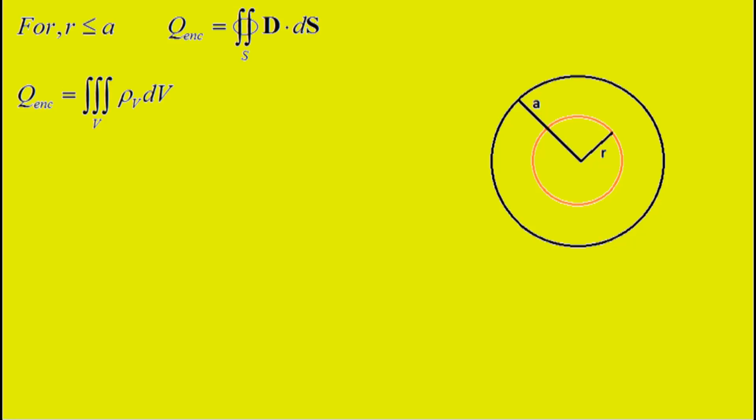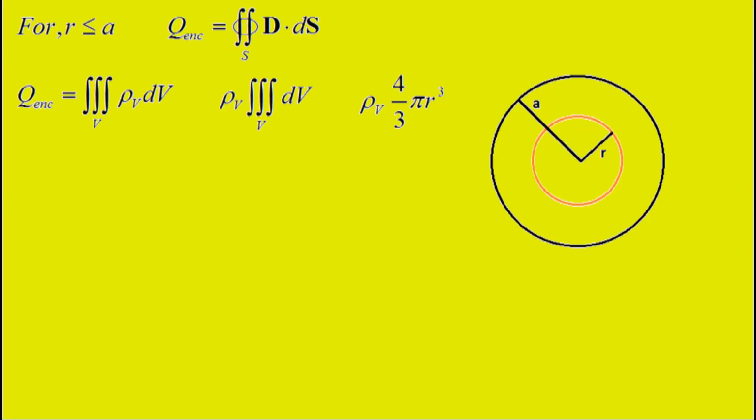Our last example is a charged sphere. We will describe what is happening both inside and outside of the sphere. Starting with the inside of the sphere, we choose a Gaussian surface of another sphere with radius little r. The total charge enclosed is the volume integral of the volume charge density. If we assume this is constant, we can pull it out and evaluate the integral easily.